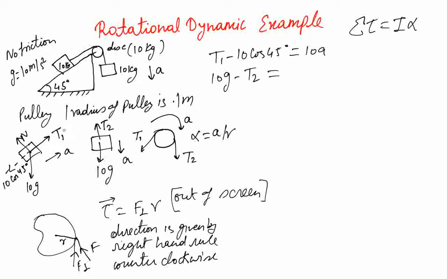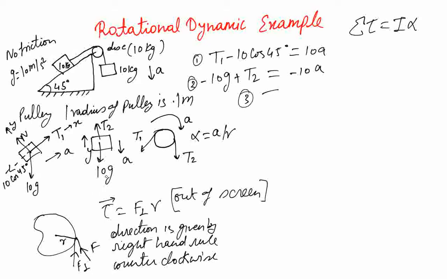we should have mentioned the direction. Let's say this is the x-axis, this is the y-axis, and let's say up is the y-axis for this one. So this should be minus 10g plus T2, according to the direction of the y-axis, equals minus 10A. So this is the first and this is the second. The third equation is based on this disc, which gives us that now T2 is T1.